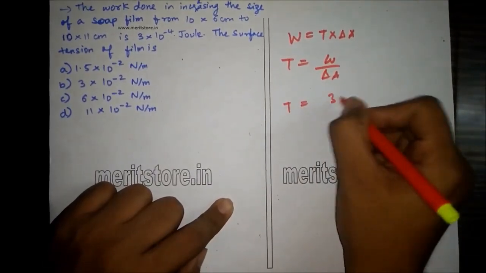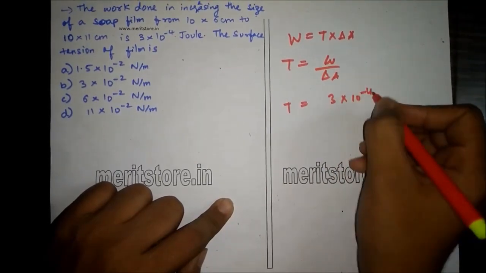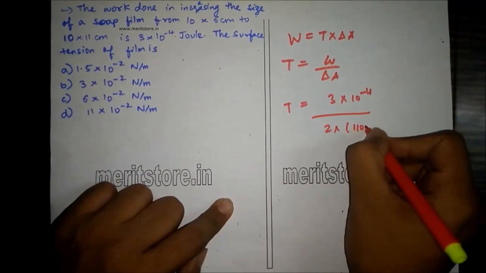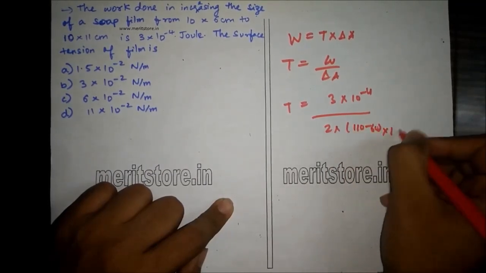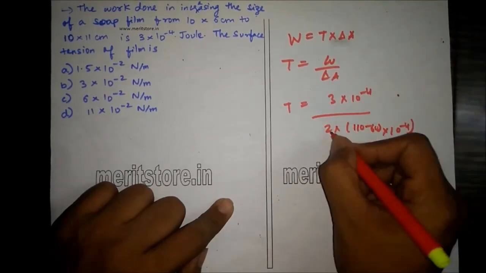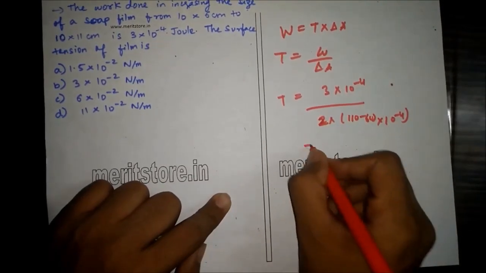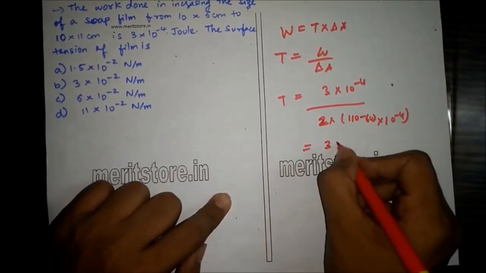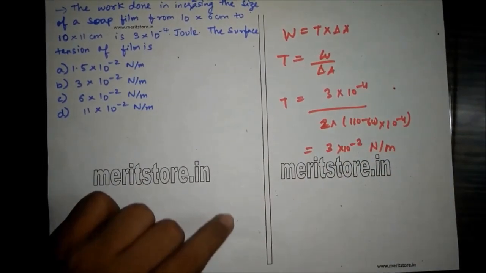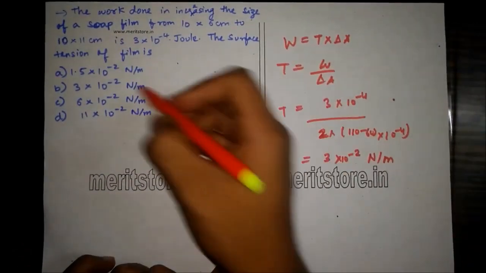T is equal to 3 into 10 raised to minus 4 upon 2 into (110 minus 60) into 10 raised to minus 4. Soap film has two surfaces, therefore it is multiplied by 2. Therefore, on calculating this, the answer will be 3 into 10 raised to minus 2 Newton per meter. Therefore, here the correct answer will be option B.